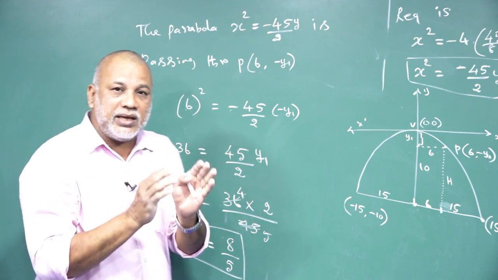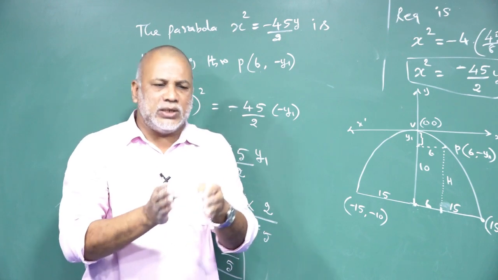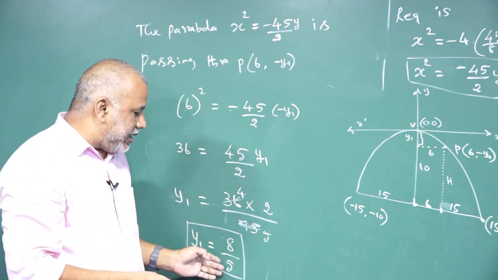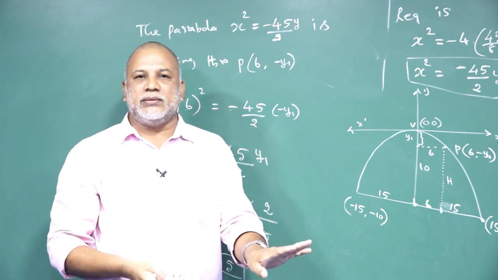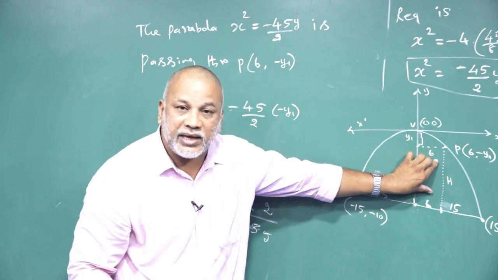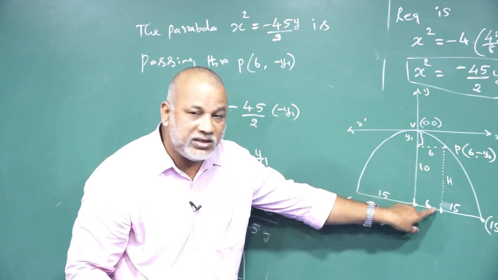Now listen, it is the important place. Many students make the mistake here. Because you are finding y1 equal to 8 by 5, you are thinking this is the answer. It is not the correct answer. See the diagram. We need to find this height. How are we able to find this height?